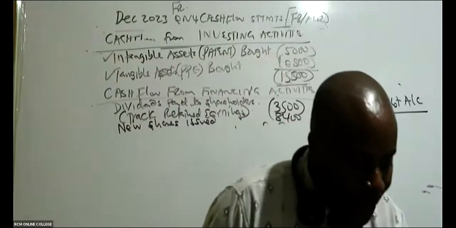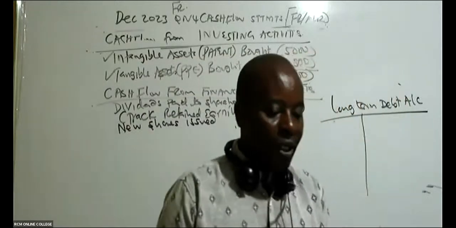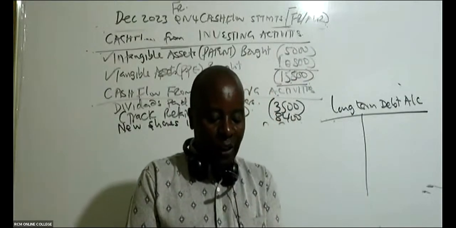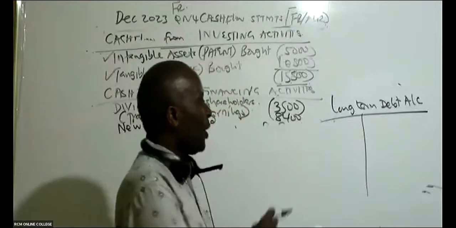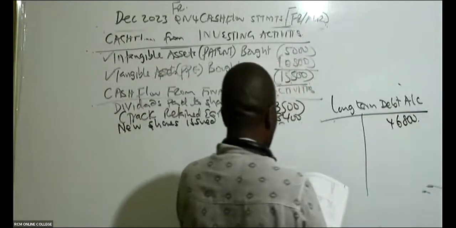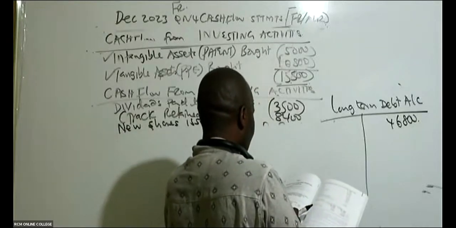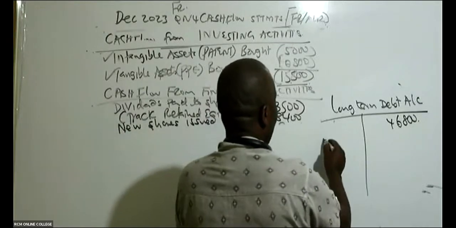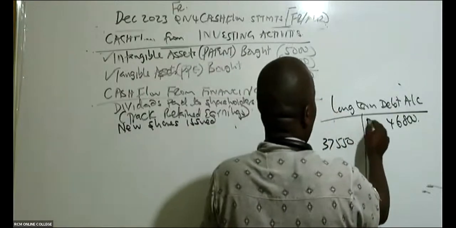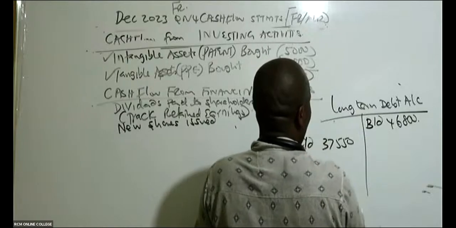If you look at your balance sheet, there is a place they have given us long-term borrowings. So long-term borrowings, I can see 46,800. Written down here is 46,800. Carried down, ladies and gentlemen, for these long-term borrowings, 37,550. So this is brought down, and this is carried down like that.